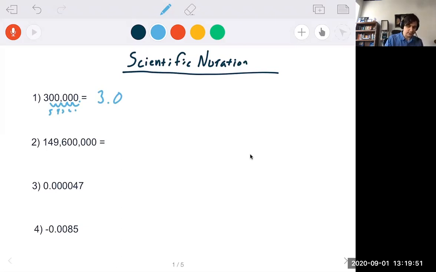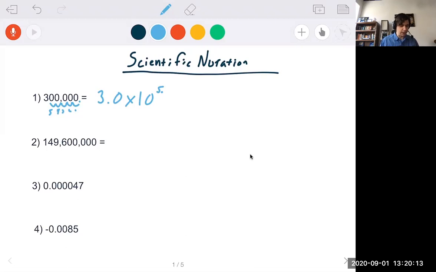3.0 times 10 raised to the 5th power. So this answer should be 3 with 5 zeros after it. I'm sorry about the dot right there. And that's how you'd write 300,000 in scientific notation. Not that bad. 300,000 is not that hard to write, but this next number is considerably larger.